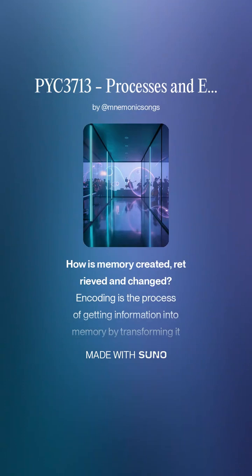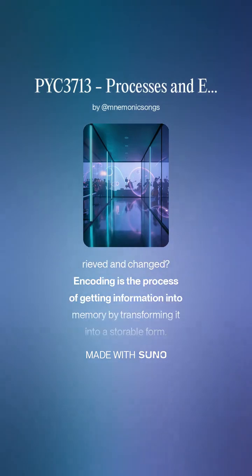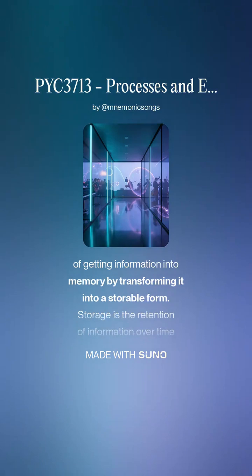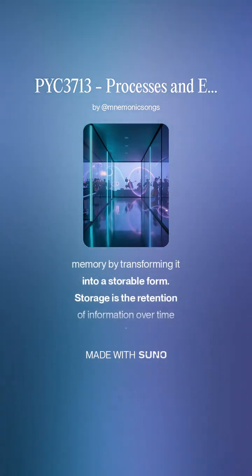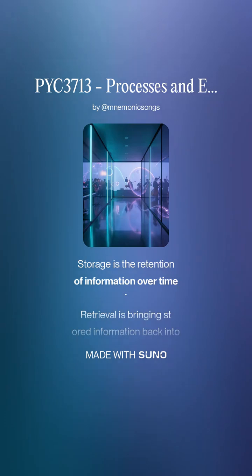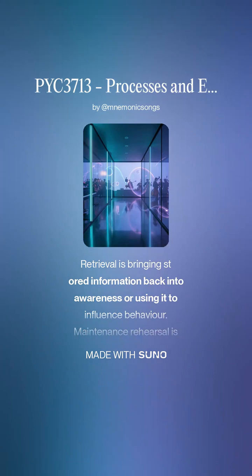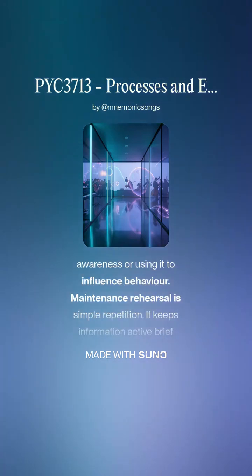How is memory created, retrieved and changed? Encoding is the process of getting information into memory by transforming it into a storable form. Storage is the retention of information over time. Retrieval is bringing stored information back into awareness or using it to influence behavior.